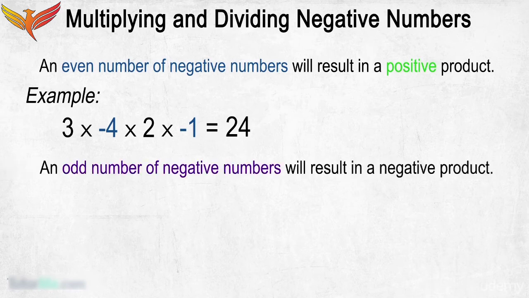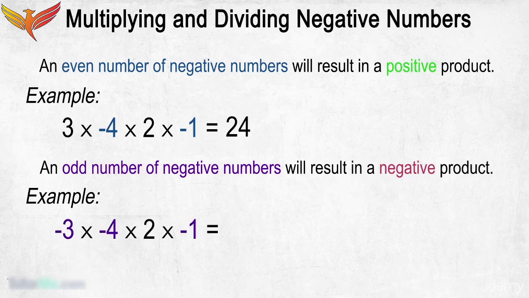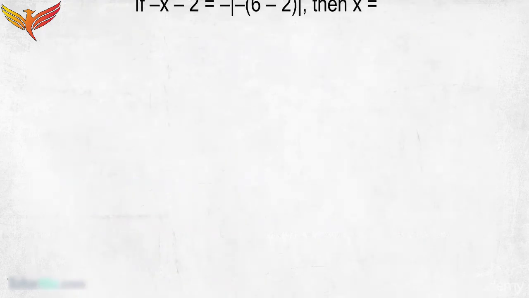On the other hand, an odd number of negative numbers will result in a negative product. For example, let's use the same equation as the last example, but instead of a positive 3 as the first term, we'll use negative 3. Now we have three negative terms, which is an odd number, and that changes the product from a positive 24 to a negative 24. Let's look at an example problem.